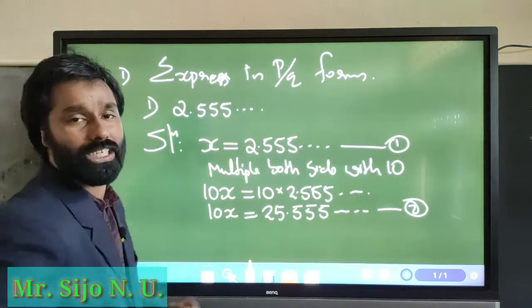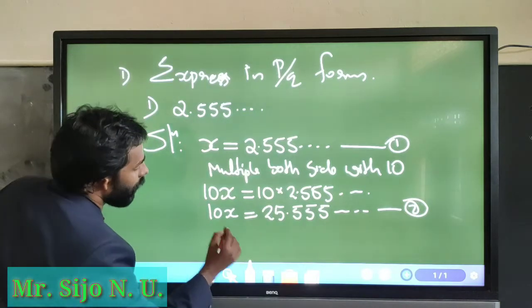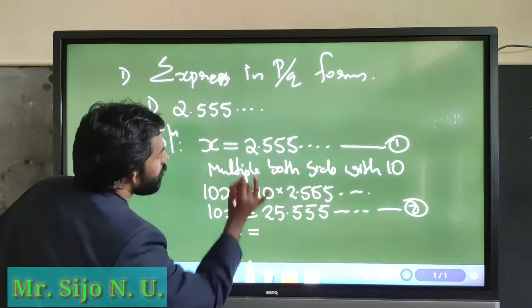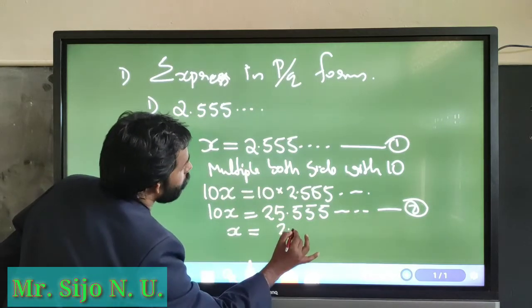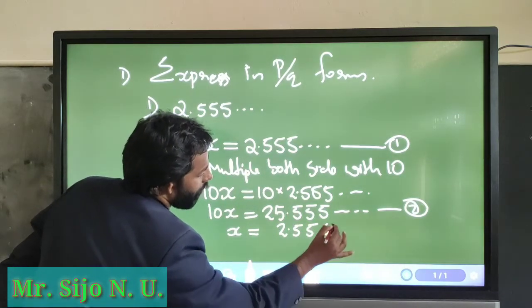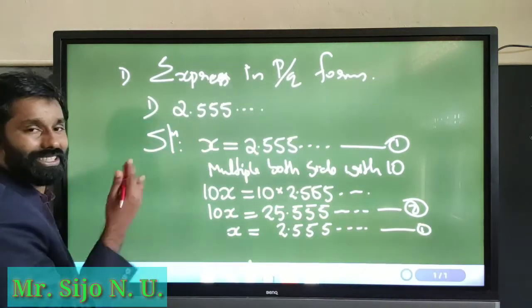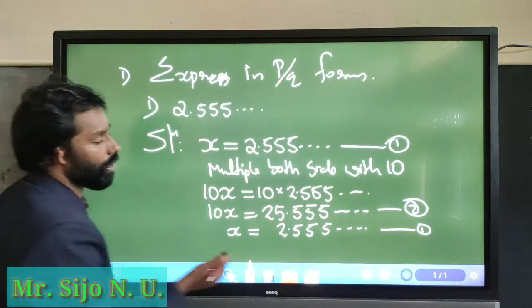So we can rewrite equation number 1 once more. Let us write here x equal to 2.555 etc. Equation number 1, this one. Now let us subtract this equation number 1 from 2.